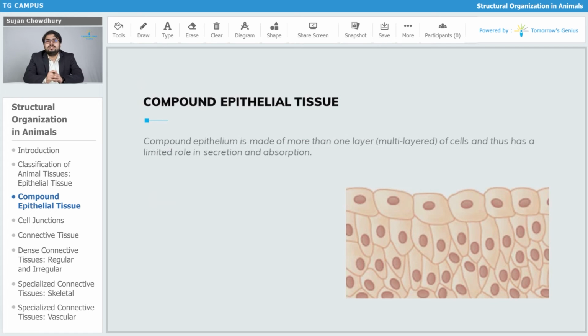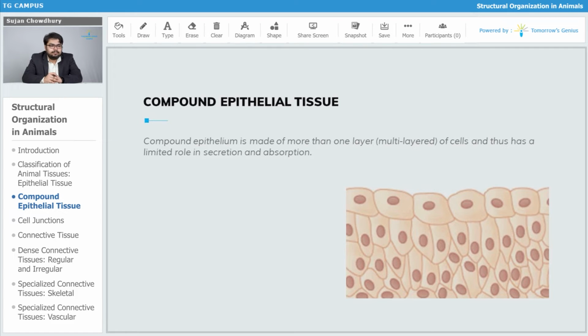Now we will talk about compound epithelial tissue. Unlike the simple epithelial tissue, compound epithelium will be made up of multiple layers. The cells can vary in terms of structure and protoplasmic volume, but they will be present as a single unit performing a dedicated function.